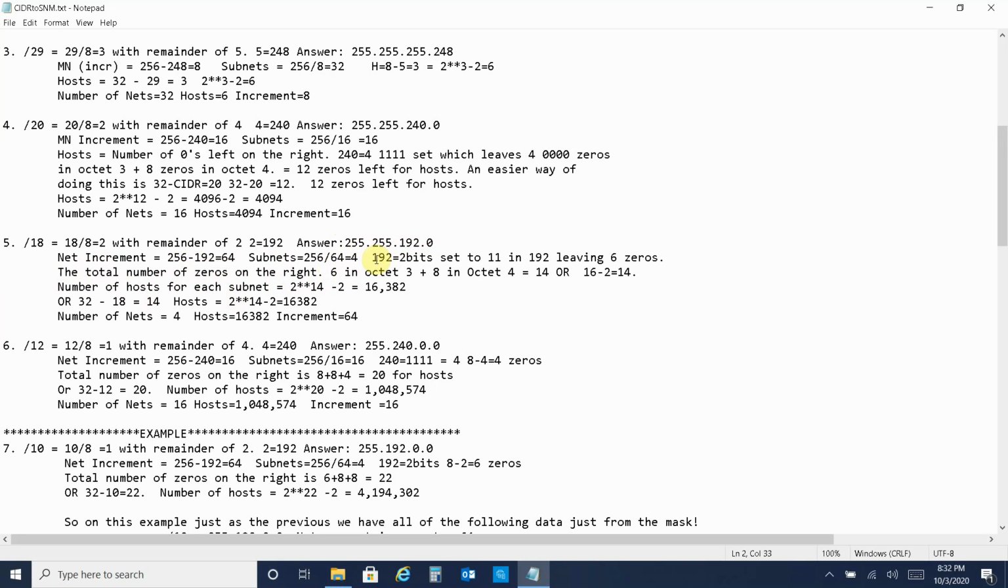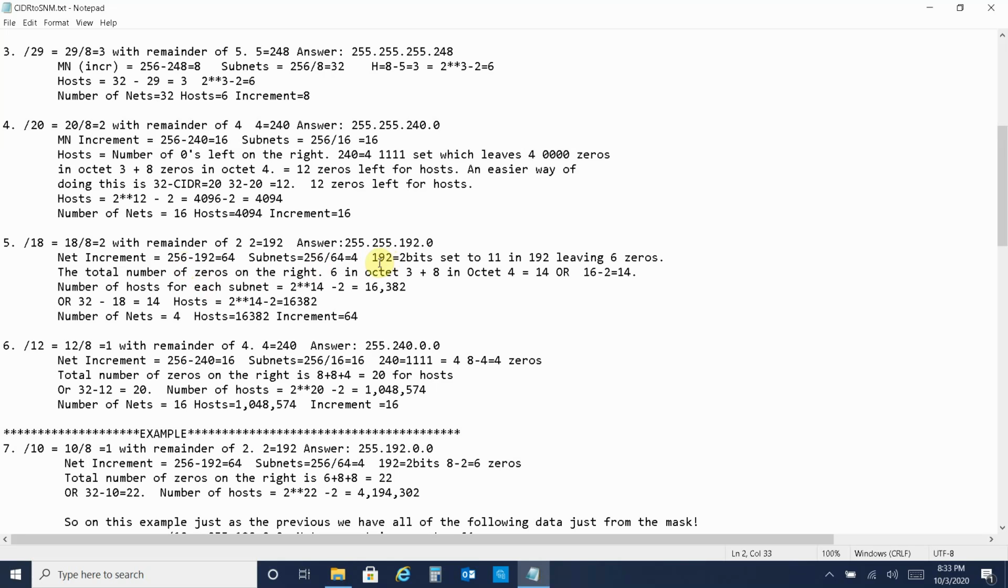Okay, here's the intuitive way. I'll let you study this, but the simple way to find out how many zeros are left is to just take your 32 minus 18. That's it. It's always 32 minus this, and it will give you the number of zeros. And that number of zeros represents your number of hosts.